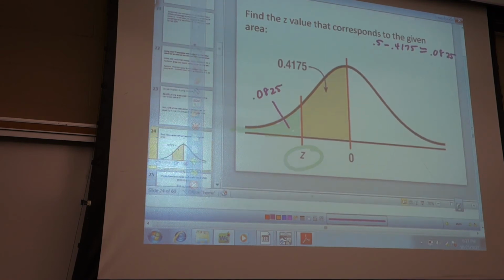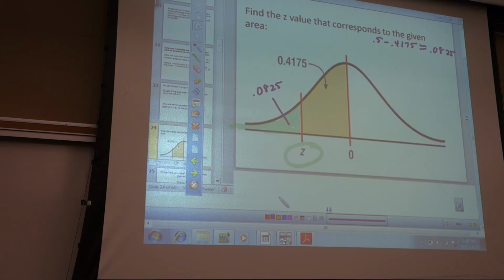Now, you need to figure out what that z-score is. So the z-score is going to be inverse norm, right? Because inverse norm is the opposite. Normal CDF, you feed it z-scores, it gives you an area. This is the opposite. You feed it an area, it gives you the z-score. So the area I'm going to feed it is 0.0825, and you will get negative 1.39. So the z-score here is negative 1.39.